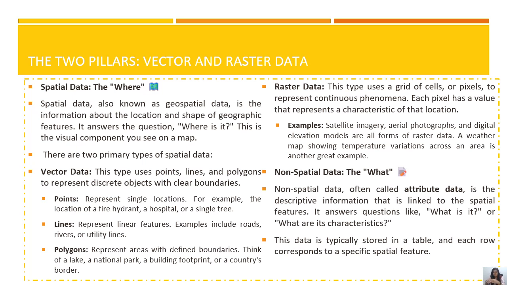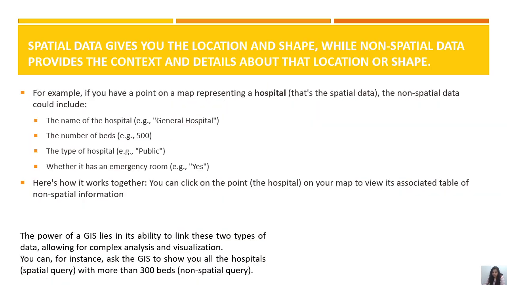With this mindset, let us dwell into each of these datasets. For example, if you have a point representing a hospital, that point behaves as spatial data. Now, what would be non-spatial data? The description of that data is, for example, the name of the hospital would be General Hospital, number of beds 500, type of hospital that can be public, or any kind of thing.